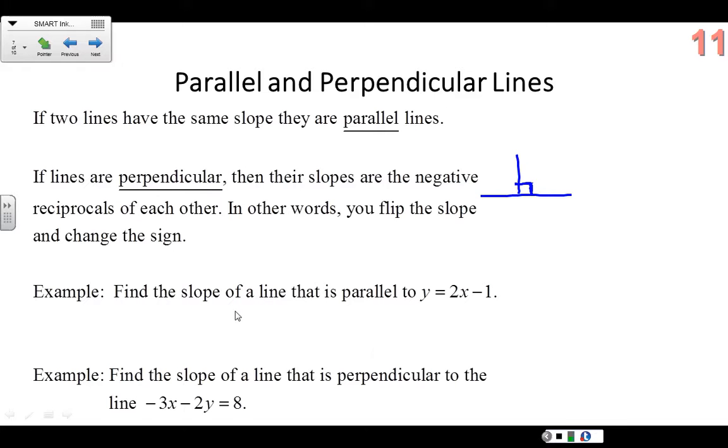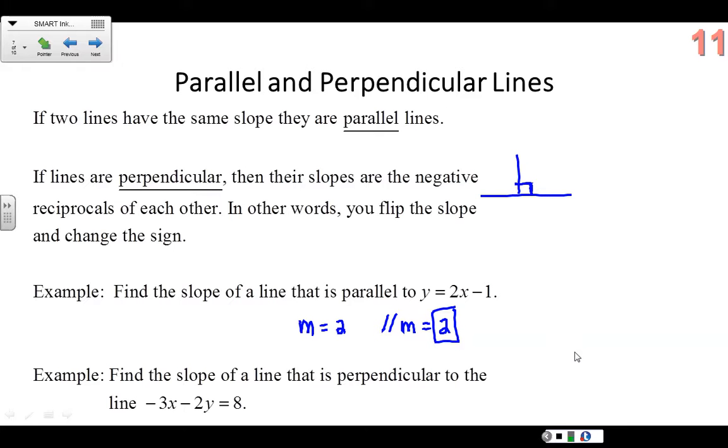So let's look at a couple of these examples here. It says, find the slope of a line that is parallel to y equals 2x minus 1. Well, that's pretty easy because this is already in slope-intercept form. The slope of this line is 2. So the parallel slope, the slope of a line that's parallel, would also be equal to 2.